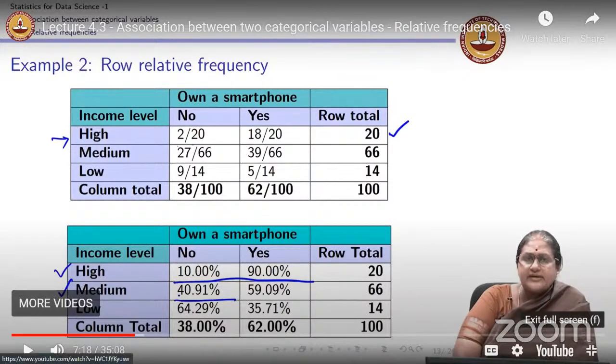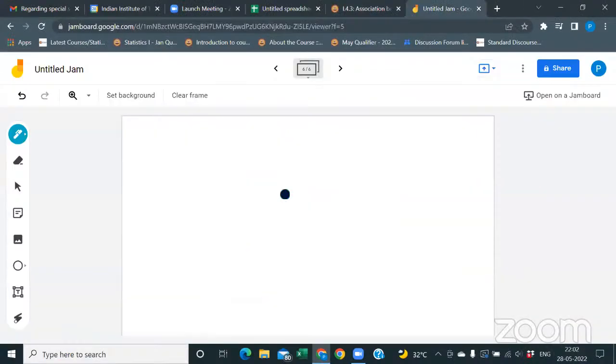Suppose the first row is 38% and 22%, and the second row is 41% and 21 point something percent. Can this be considered significant? No, it will not be considered significant. These are approximately the same: 41, 39, 38%, and 22, 21, 20. If it is like 58 and then 69, then you will consider it significant.